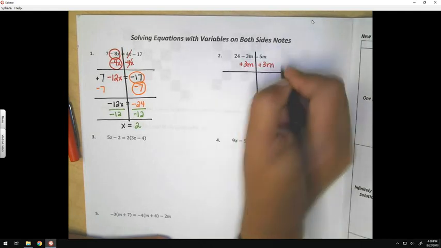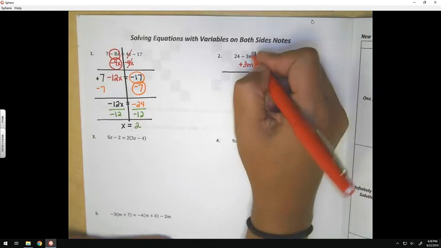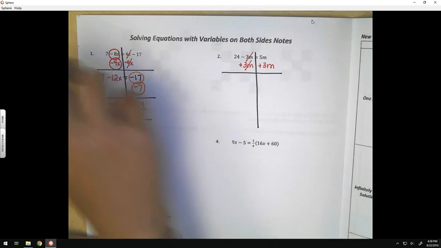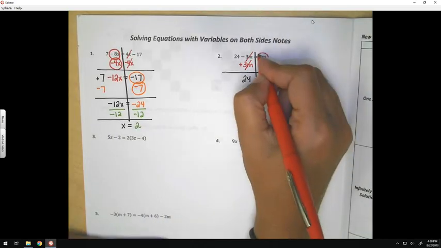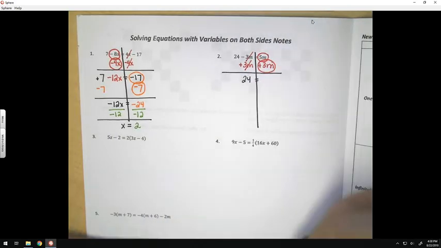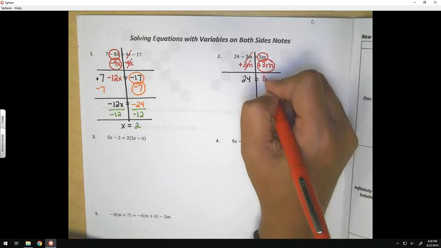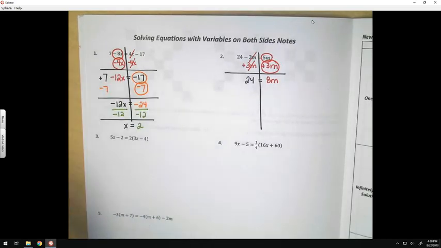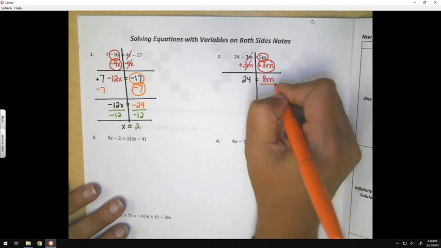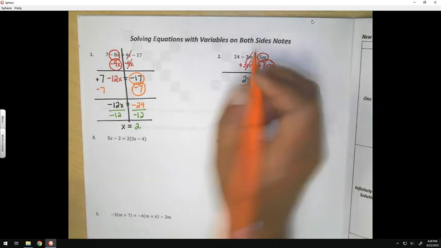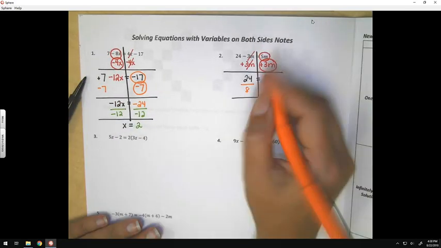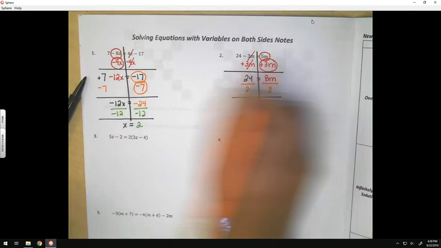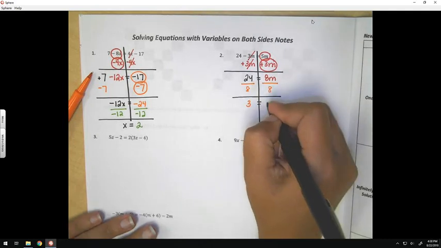Now when I do that, the negative 3m cancels the 3m, and I'm going to drop down the 24. 5m and 3m are like terms, so I'm going to combine them, and I'm going to have 8m. And finally, I'm going to divide by 8 on both sides because division is the inverse of multiplication. 24 divided by 8 gives me 3 equals m.